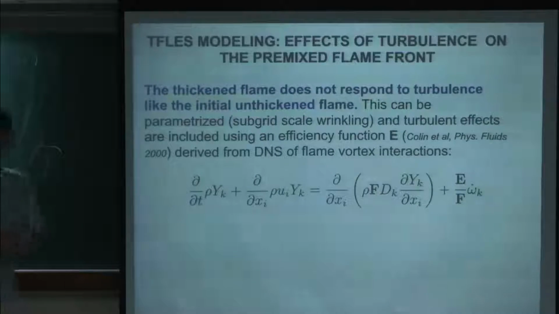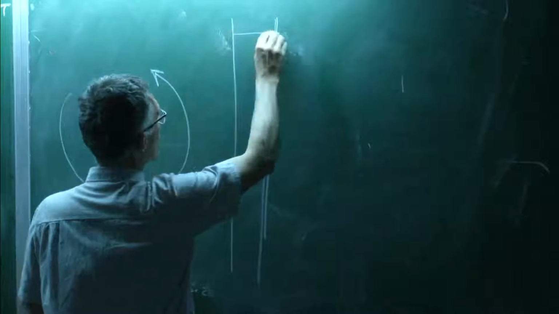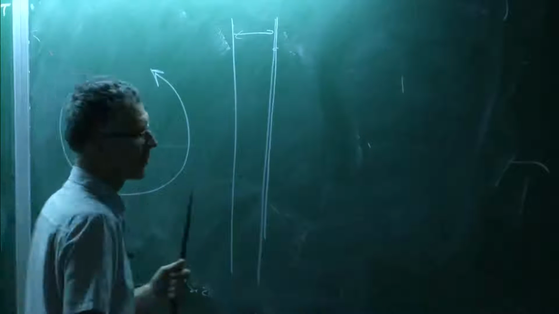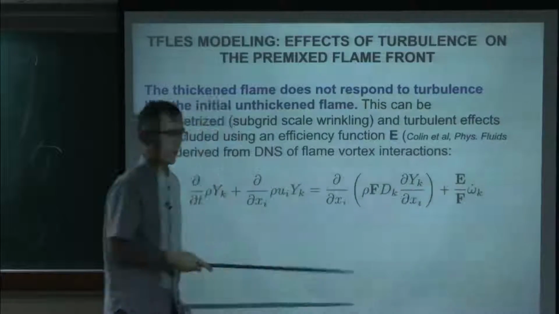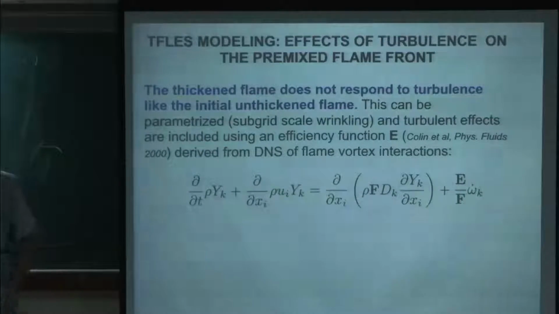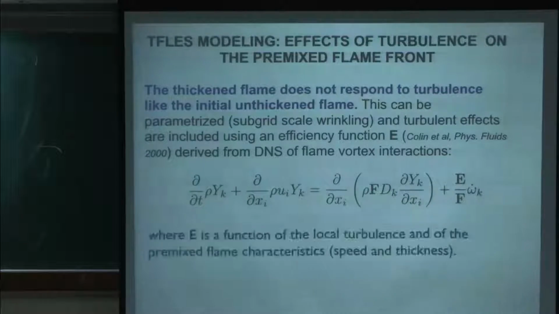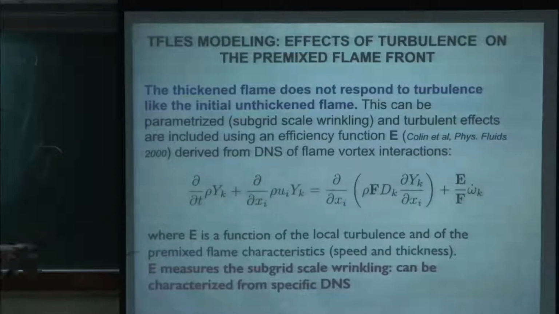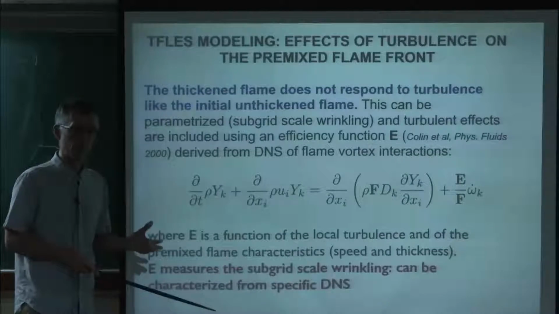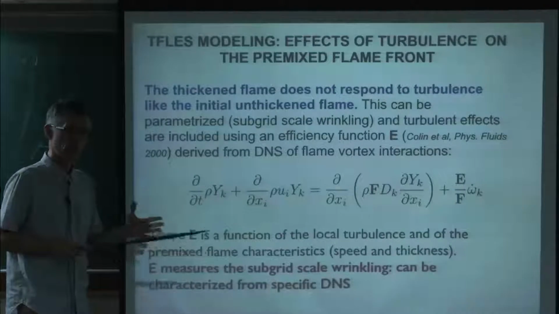And this effect can be quantified. And this is what we do. I'm going to show you how we do that. Basically, we have to introduce the wrinkling. The fact that when the flame is thickened, if the flame is thick like this instead of that, we're going to lose some wrinkling, and we're going to reintroduce it through a function which we call E, which is here, and which will correct for the effect of the scales that you have lost. So how do you do that? E actually will measure what we call the subgrid scale wrinkling due to the thickening of the flame.